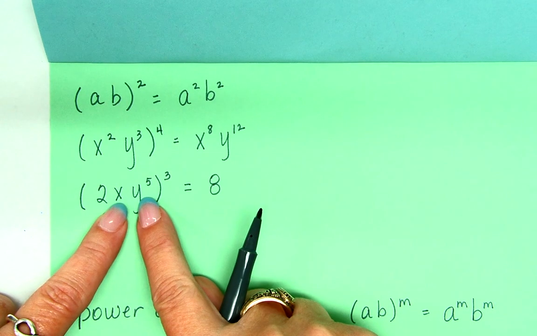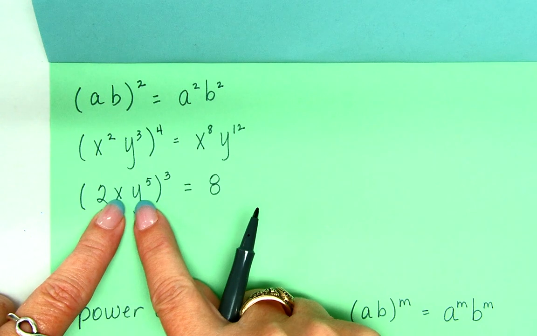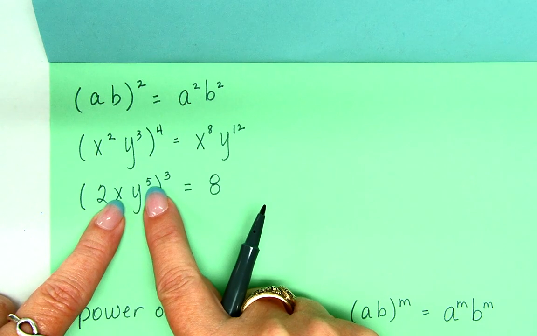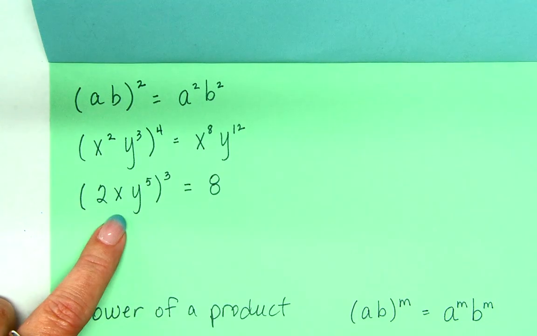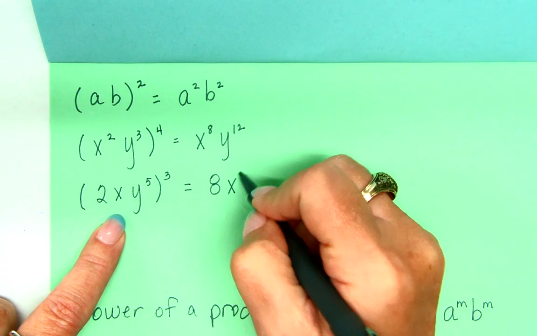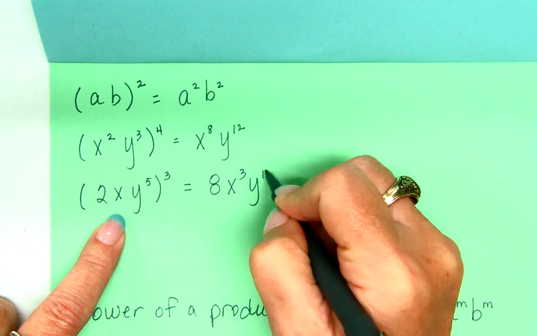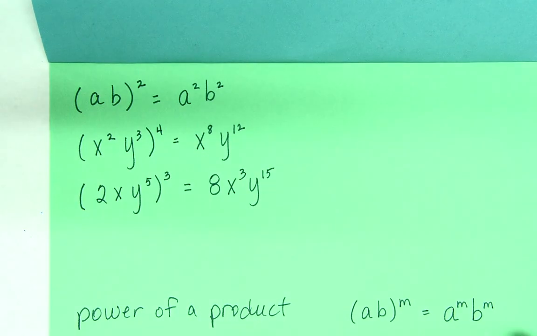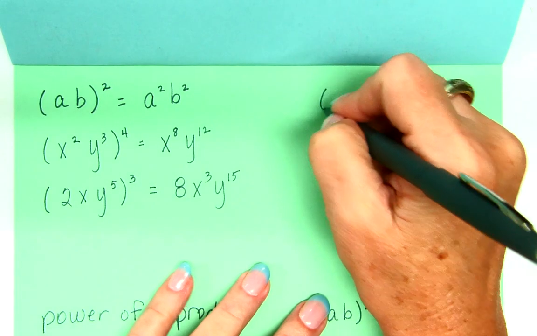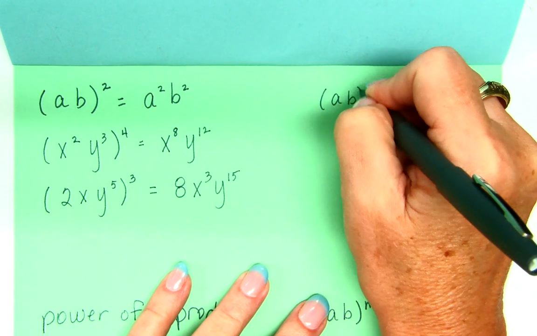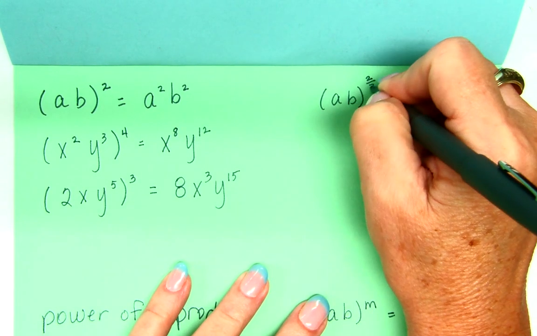People will always remember to raise the x to the 3rd power and the y to the 15th power, yes? But sometimes people forget the 2. Don't forget the 2, okay? So we said x to the 3rd and y to the 15th, right? Okay. Any questions so far? Okay, go over to the other side. What if it's (AB) raised to the 2/3 power?